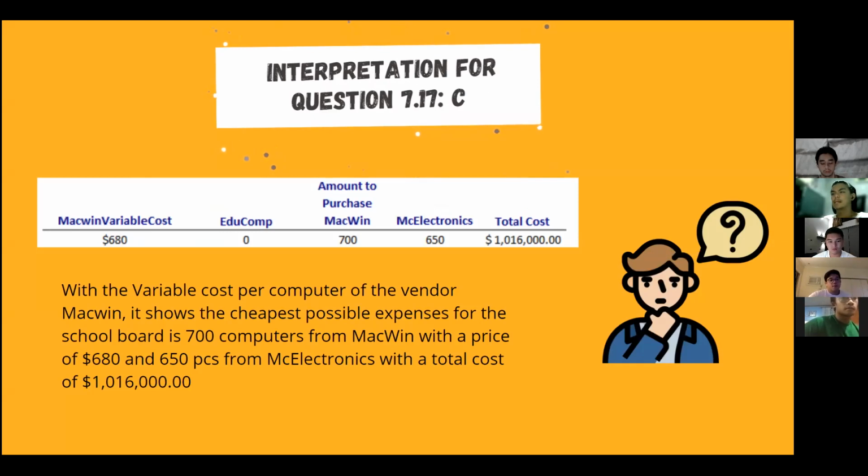For the interpretation of the problem, the group was able to determine that in order for the school board to be cost efficient when buying computers from Macwin, they should purchase 700 computers from Macwin at the price of $680 and 650 computers from Mac Electronics, with a total cost of $1,016,000. This is to help the school board formulate their minimum cost plan when buying equipment. Next slide, please.